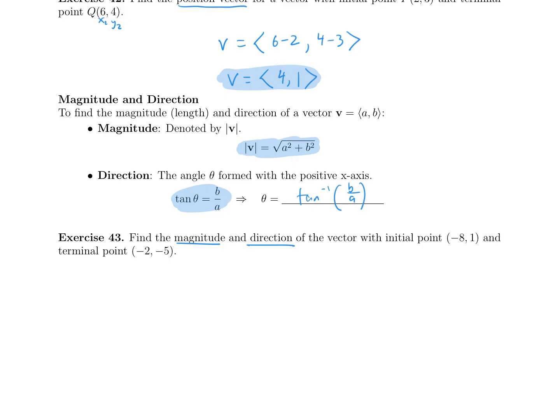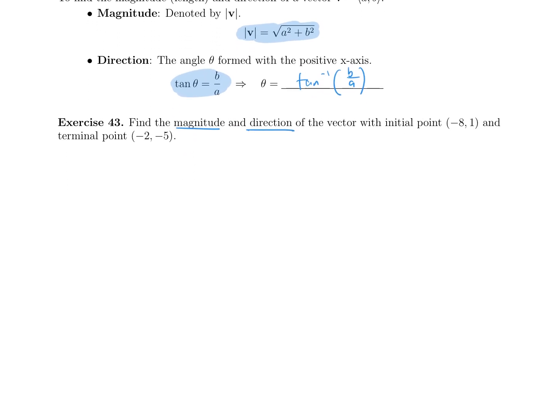Okay, so now for this next exercise they're going to ask us to find the magnitude and the direction of the vector with initial point and with terminal point. So first thing we need to do is find the position vector, similarly to what we did up above. So we subtract the x coordinates and we subtract the y coordinates first. So let's do that. Okay, and we'll call it v again.